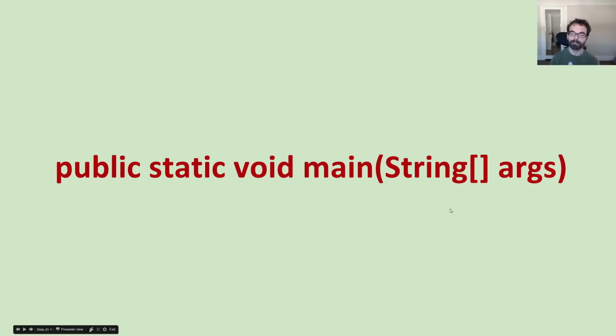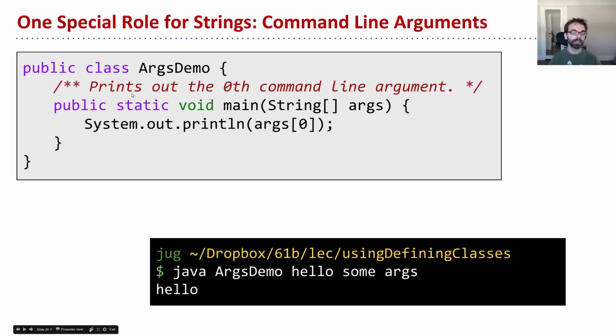What is this? Well, hopefully you've seen command line arguments in the past, and so in Java, when you want to access the command line arguments, you're going to be using this string array. So here's an example. This class argsDemo will print out the 0th command line argument. How does it do that? Okay, what does it look like? Public static void main(String[] args). Well, it just says System.out.println(args[0]), prints out the 0th one.